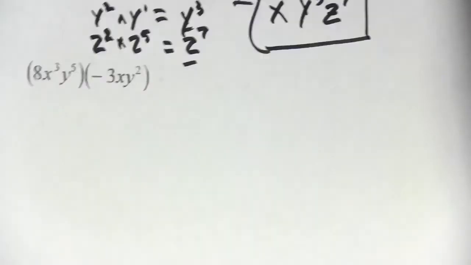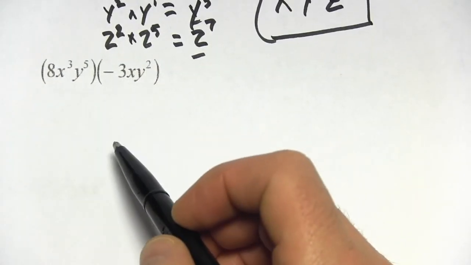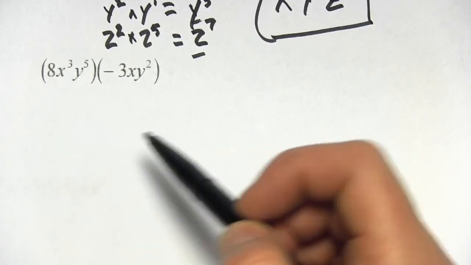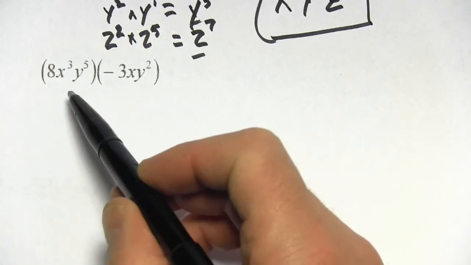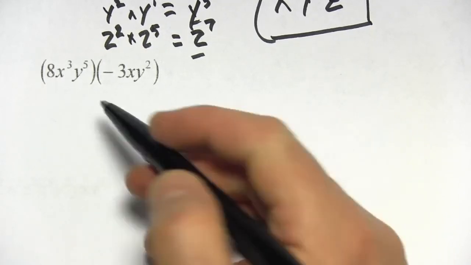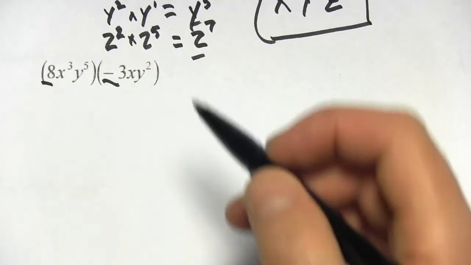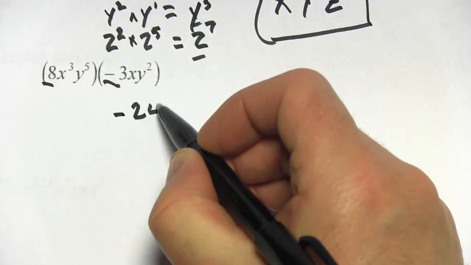Let's try one in a slightly different format. Here, it's multiplication again, but we have two terms being multiplied by each other. I think the best way to handle this is do it a piece at a time. Start with the number, then do the x's, then do the y's. And each of those is a separate multiplication problem. So first we have 8 times a negative 3. That's going to be a negative 24.